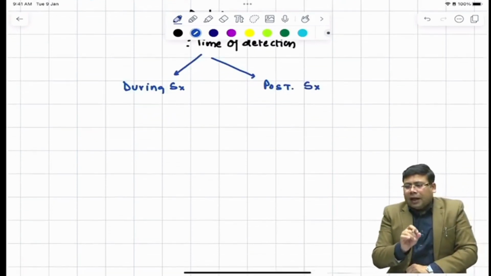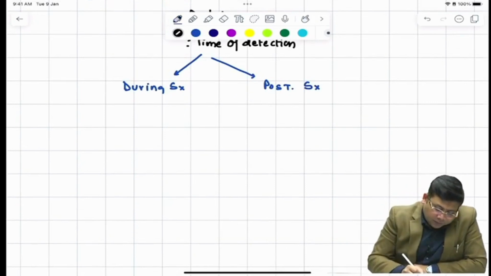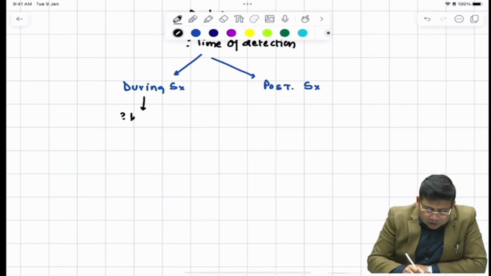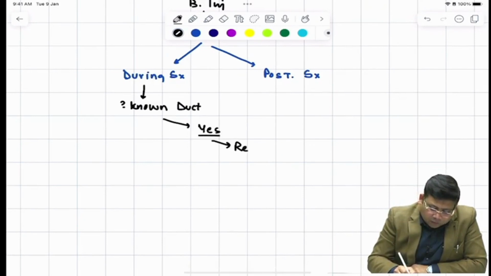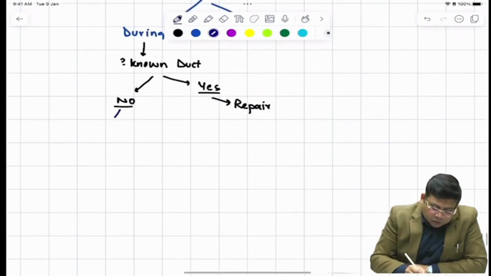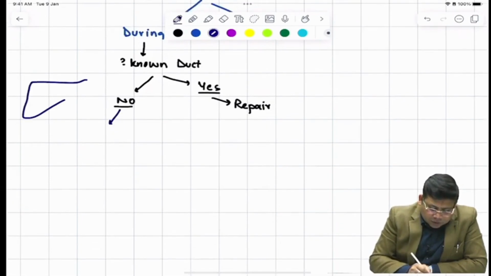So if it has been detected during surgery, what is the next thing that you need to understand? Do you know the duct? So is it a known duct? If you are talking about the known duct, yes, it is a CBD, yes, it is right hepatic duct. So if it is yes, then you will have to go for repair. Remember, if you don't know the duct, so it is not a known duct. In that case, what are you going to do, students? Simply suppose you have a duct looking like this. What is the next thing?